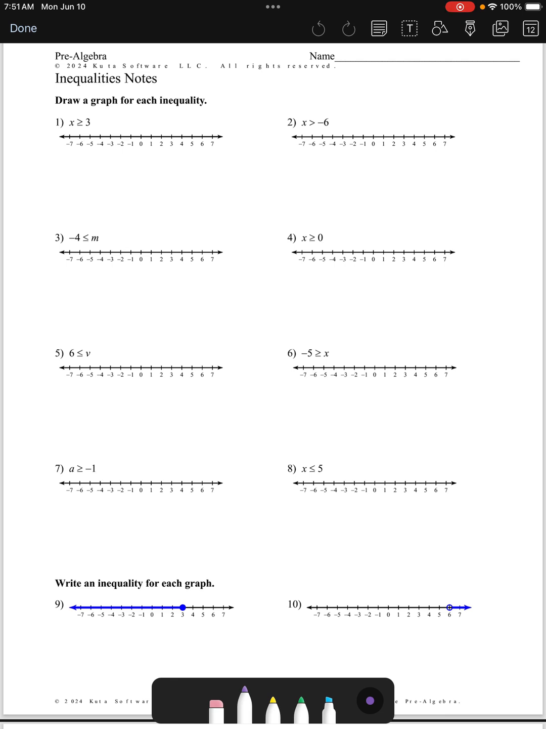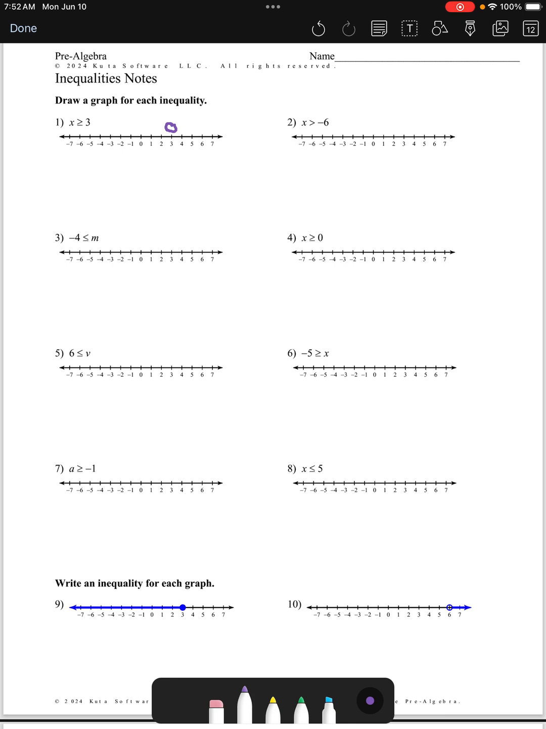So let's just get right into this. Draw a graph for each inequality. Our first inequality is the statement that x is greater than or equal to 3. Okay, so that symbol, if you do not recognize it, you might want to make a note that that symbol is greater than or equal to. So x means any number greater than or equal to 3.